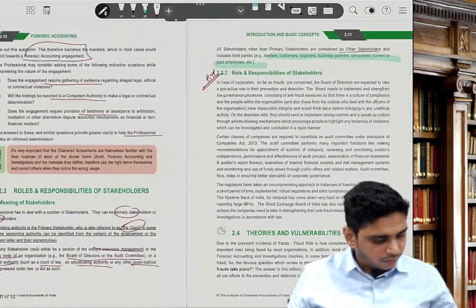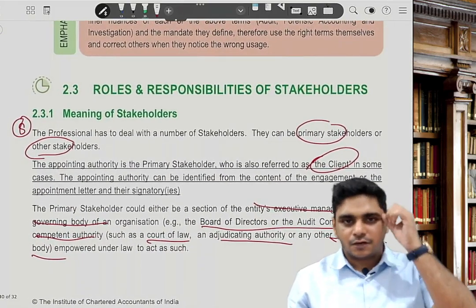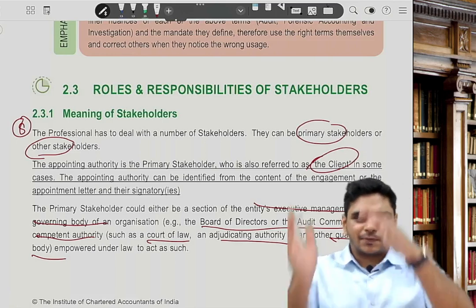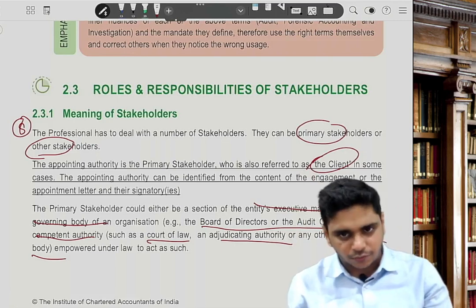Okay. Now read for the first and the last time 2.3.1, that's the meaning of stakeholders and roles and responsibilities. Just read it. The important answer for us is stakeholders: primary, who will be appointing you, and people connected to them are called other stakeholders. Read this.